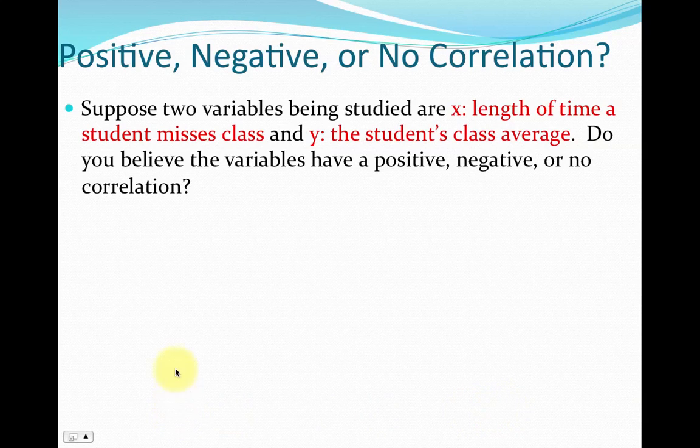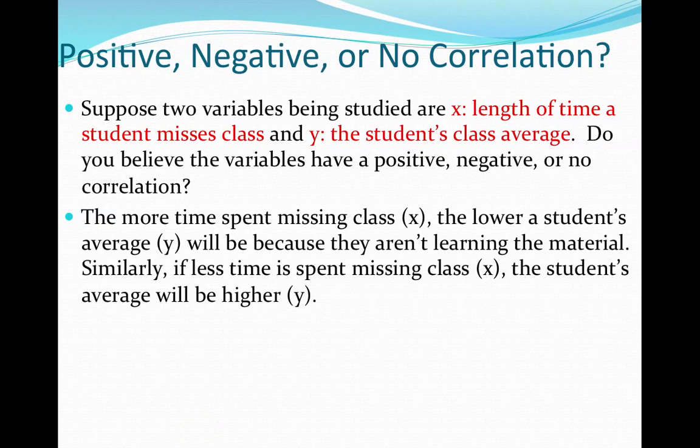Y, the student's class average. If the student's class average is low, we're at the bottom of the graph of the y-axis, and if the student's class average is high, we're at the top. So think about the time spent missing class and the student's class average for the majority of students. You've got the outliers that you can consider, but for the majority of students, what do you think the relationship will be? So let's give some justification to the reasoning here.